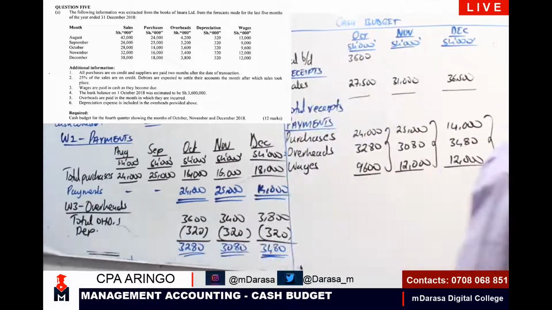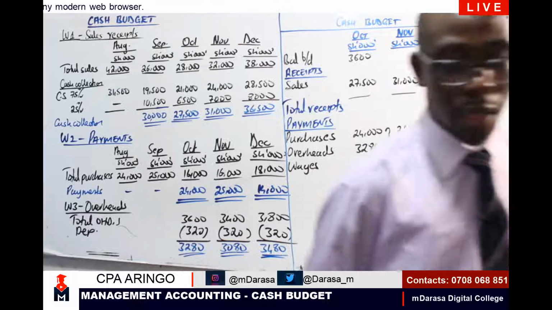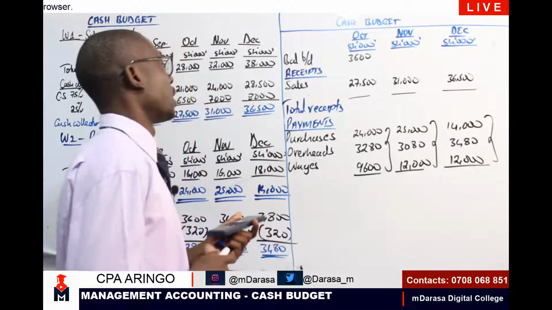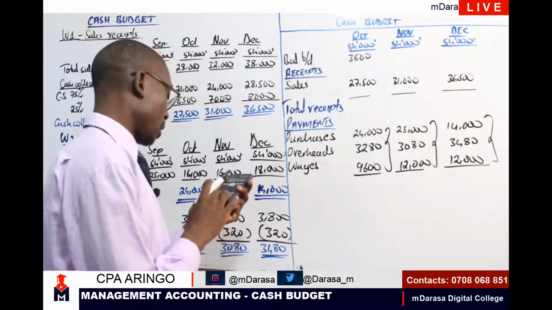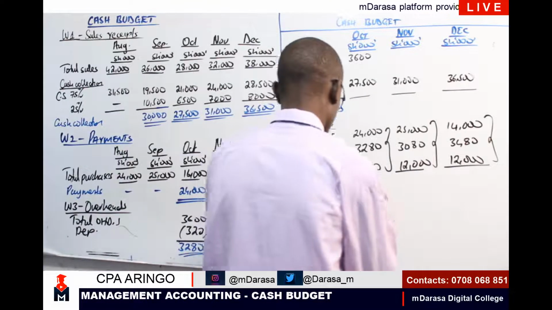So no need of this, because already we've displayed it there. So talk of our total payments. In the month of October, I'm having 24,000. We add 3,280. We add 9,600. This should give us 36,880.